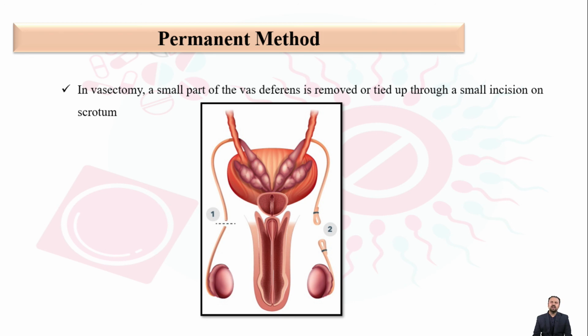Vasectomy is a very small surgical method. In this particular technique, a small part of the vas deferens is removed or tied up through a small incision made on the scrotum. Believe me, students, this entire surgery takes little more than 15 to 20 minutes. Students, this is one of the easiest methods of permanent contraception.